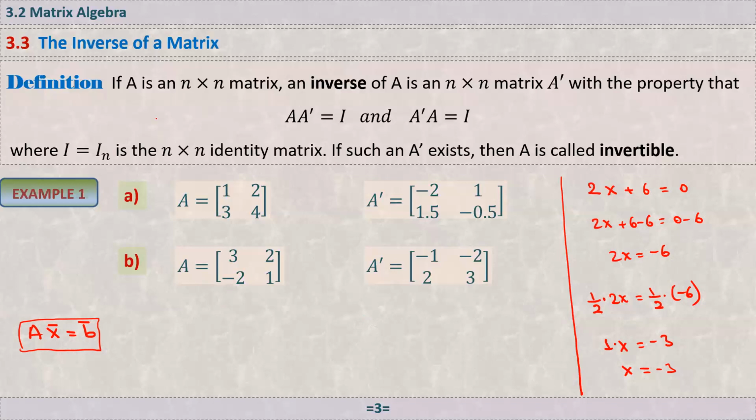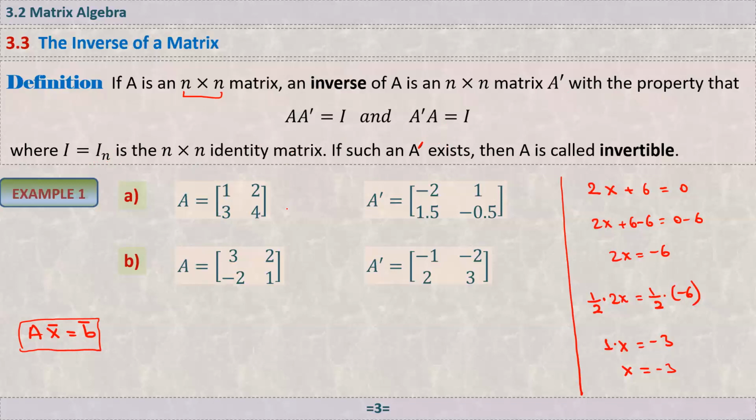So if A is an n by n matrix, you have to pay attention here, we are talking about a square matrix, not an arbitrary matrix. So A is an n by n matrix, and the inverse of A is an n by n matrix, that is A prime, with the property that A times A prime equals I, and A prime times A equals I, where I is the n by n identity matrix. If such an A prime exists, then A is called invertible. So that is the definition.